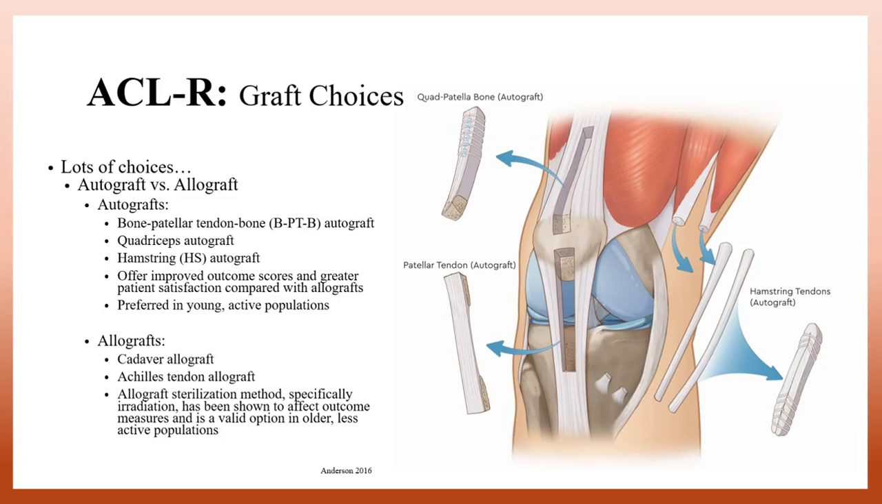Someone who's older, maybe 40 years old or older, who's not as active and not playing cutting sports, may choose an allograft because they won't have two surgery sites. With an autograft, you're creating two different surgery sites: the actual reconstruction itself, and then the graft site. With an allograft, you'll just have the primary surgery site, so sometimes that's better.